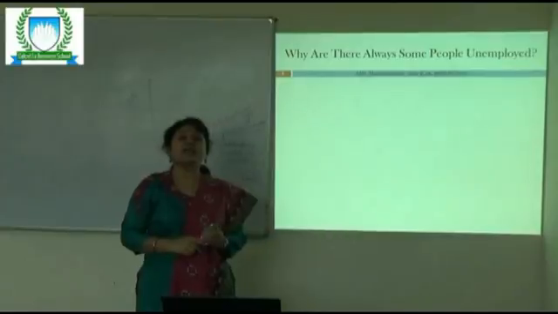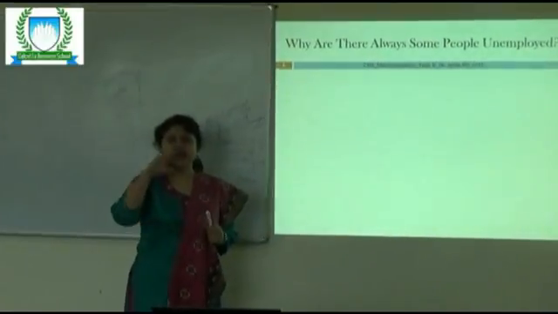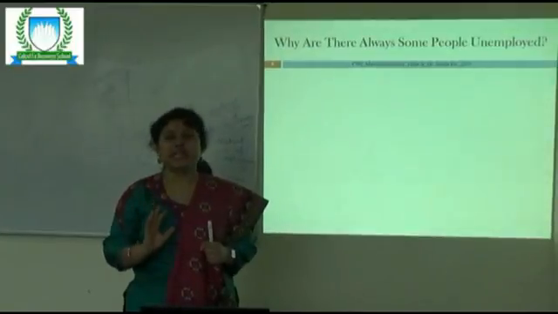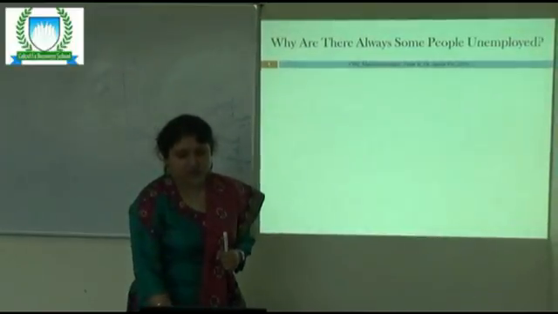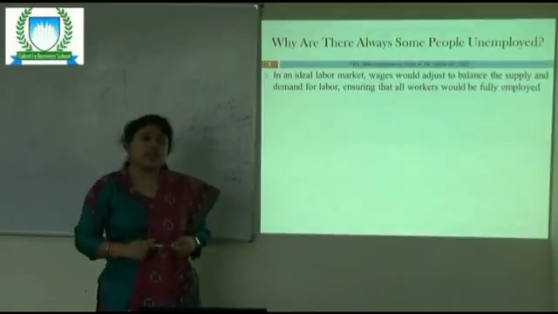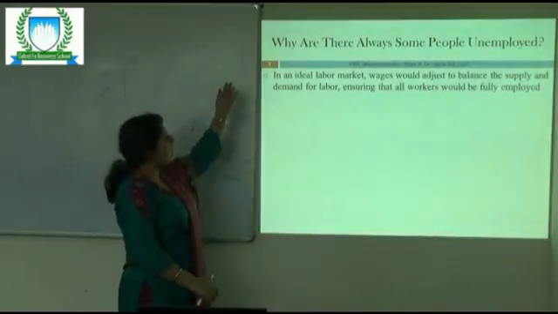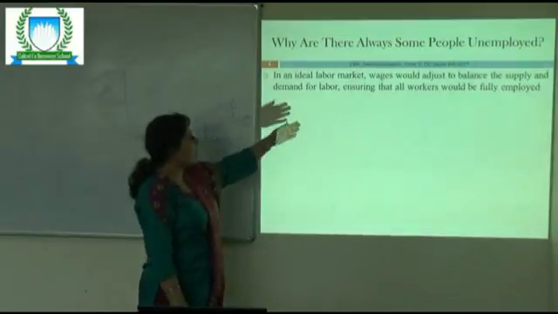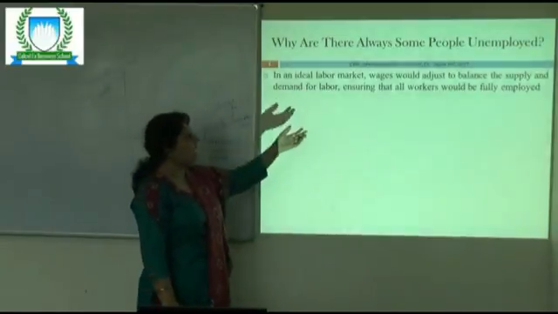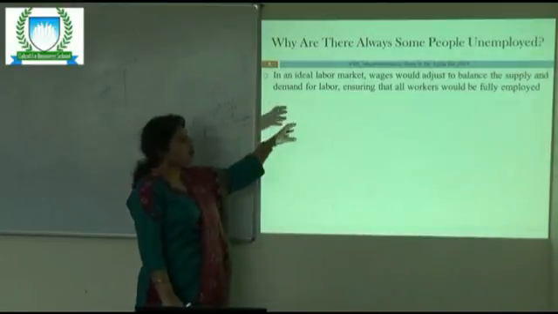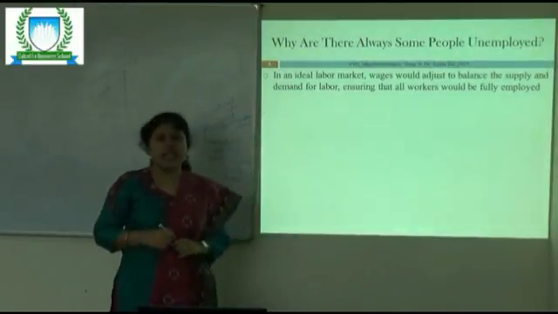Now, why this natural rate? Why are we saying that some people always remain unemployed in the country? This is because in an ideal labor market, wages would adjust to balance the supply and demand for labor, ensuring that all workers will be fully employed.